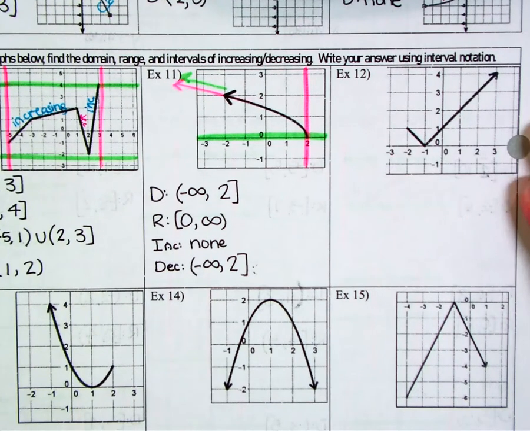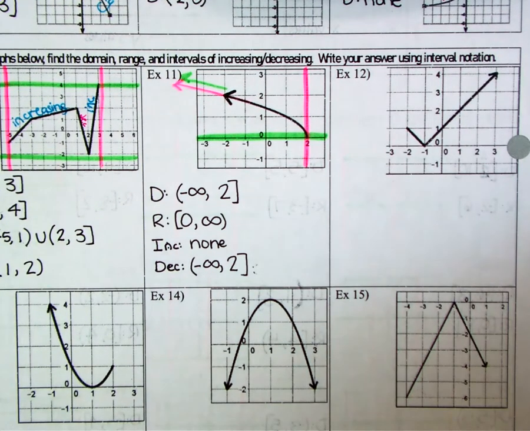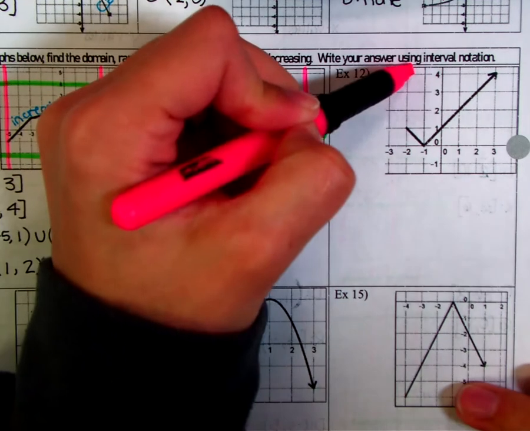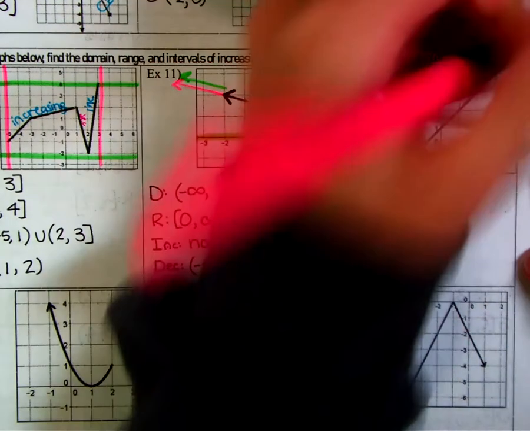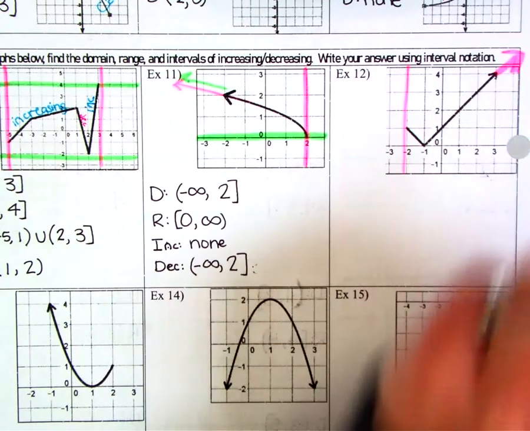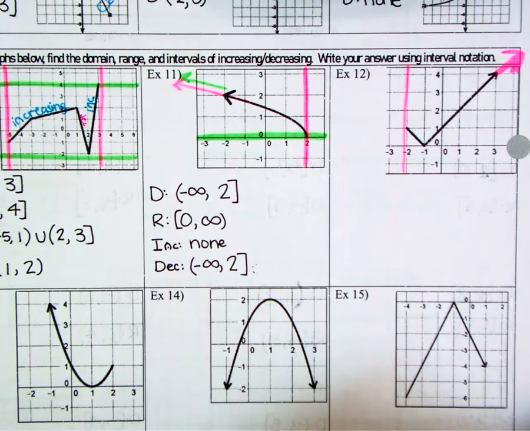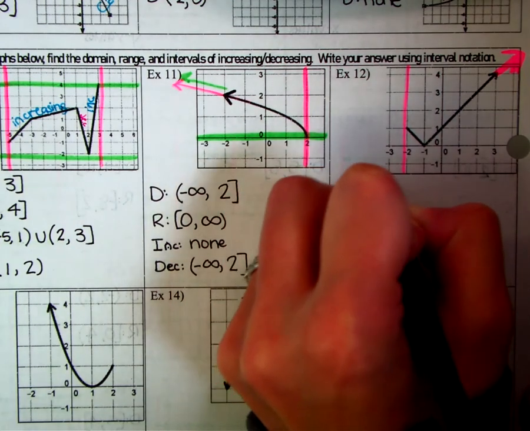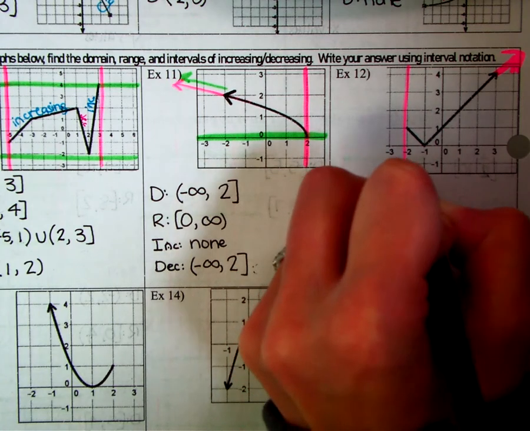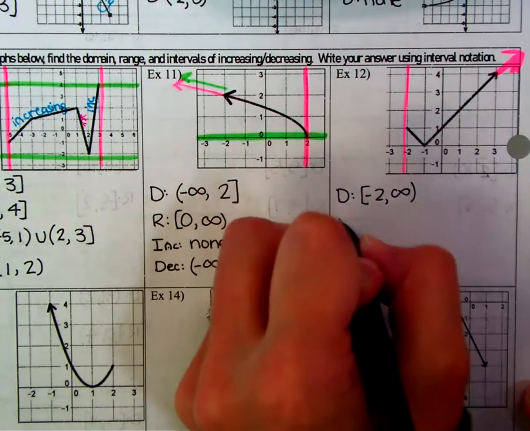All right, example 12. This is a piece of an absolute value function, and you'll talk a lot about those in Math 3. And so if I do domain first, my left of the function starts at -2, and my right of the function has an arrow, so I know it continues forever and ever and ever, and my x value is increasing forever in the right direction. So my domain starts at -2 and continues forever, so it goes to infinity.